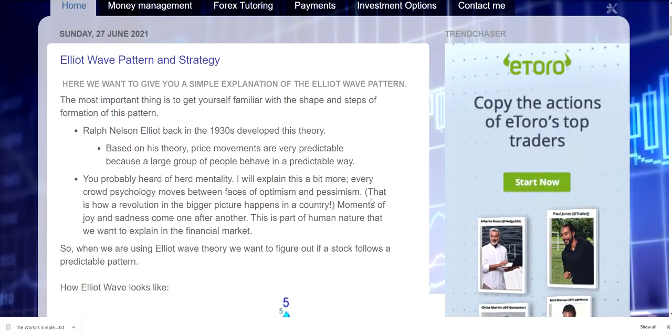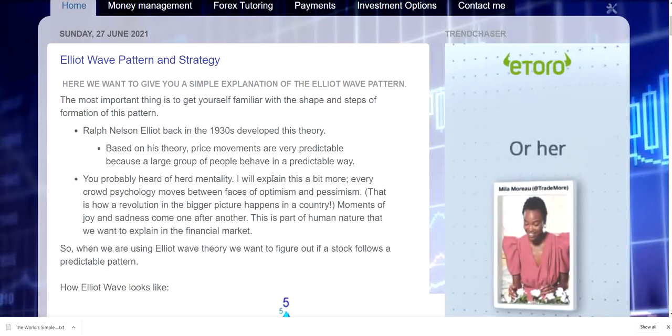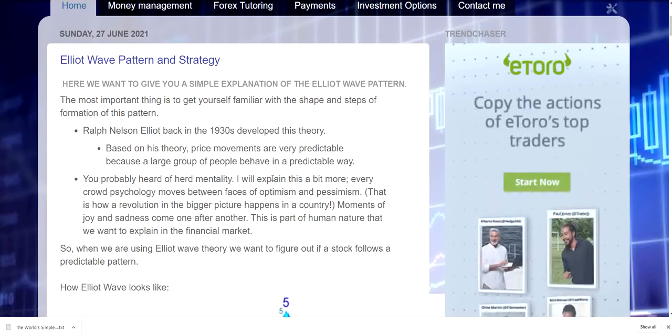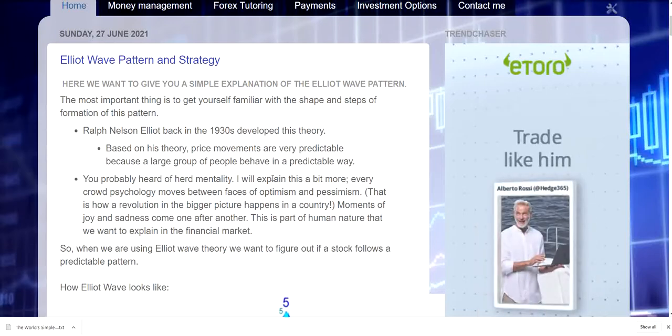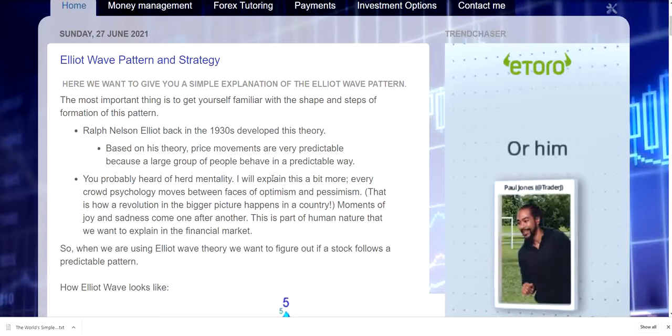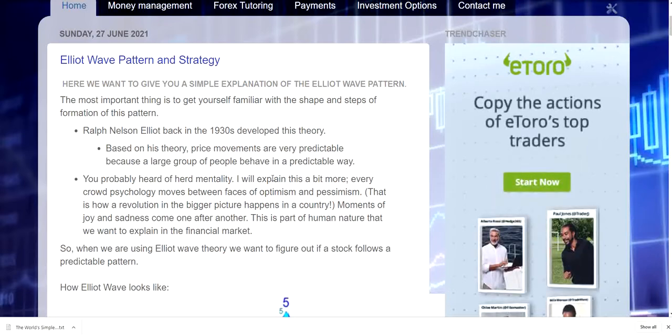Today I want to talk about the Elliott wave pattern and strategy. I want to give you a simple explanation of what the Elliott wave is and how to use that in your trades. The most important thing when you're working with patterns is that you should make yourself familiar with the shape and steps of formation of each pattern.